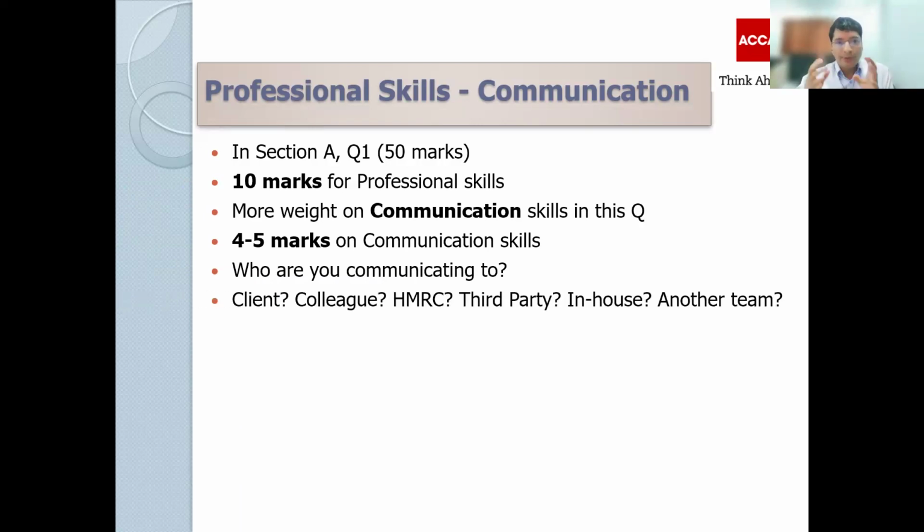If you are writing to your client, then you need to be a bit more formal and structured. To your colleague, then you can use the jargon. You can be short and you can use some informal sense as well. If you're writing to HMRC, then you may be even more formal. You may need to quote some tax legislation reference and all that, at least be more structured. And third party accordingly. So depending on who you are writing to, who you are communicating to, your style of communication is going to be different.